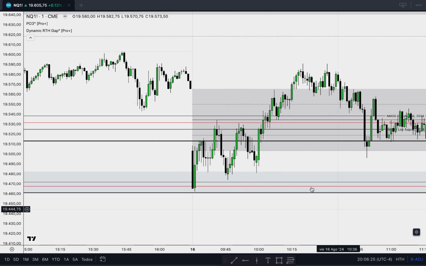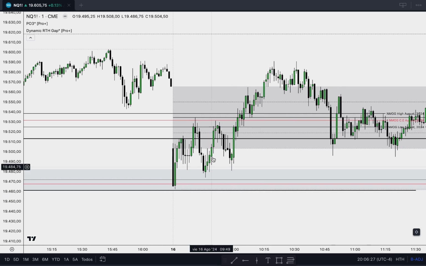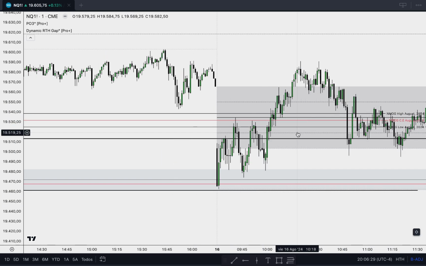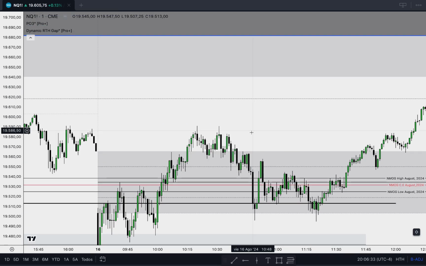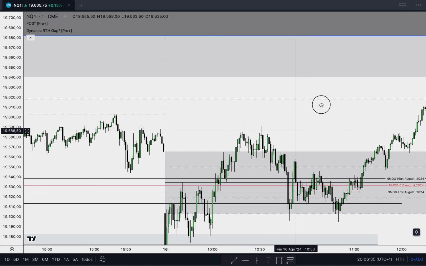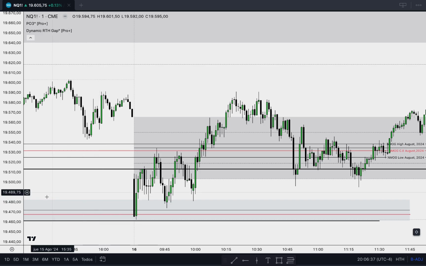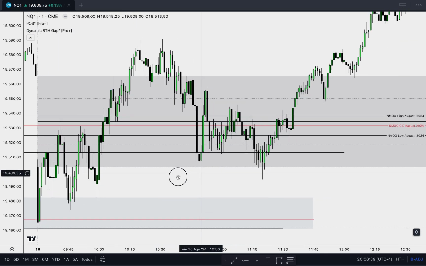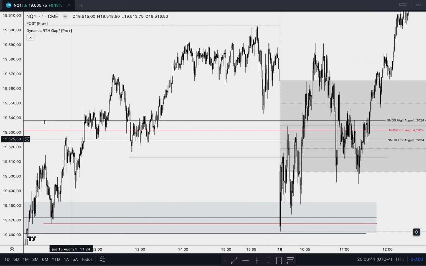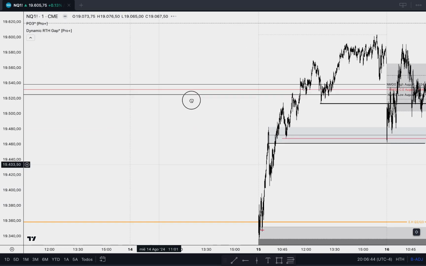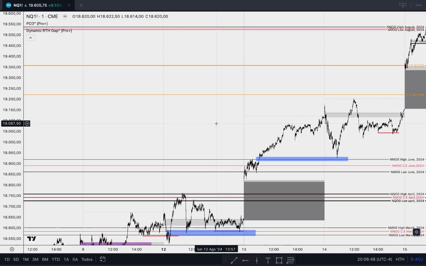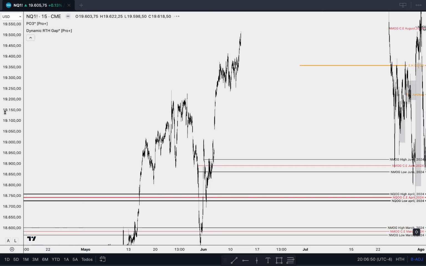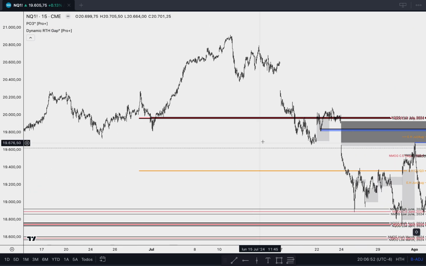I didn't participate on Friday. I only posted a screenshot of what I was expecting here, to target this gap above here. But yes, this is the way I look for my directional bias. And now, for example, what I'm expecting on the next week.